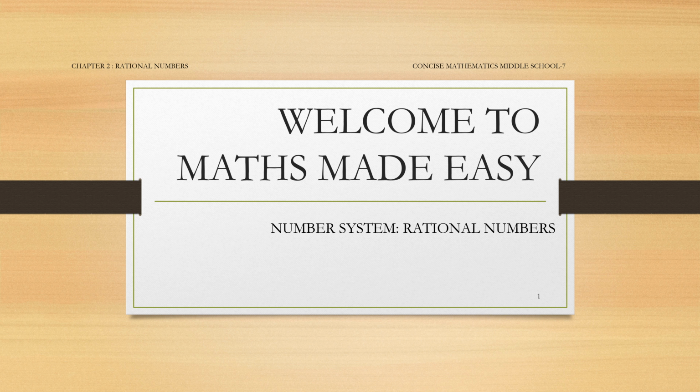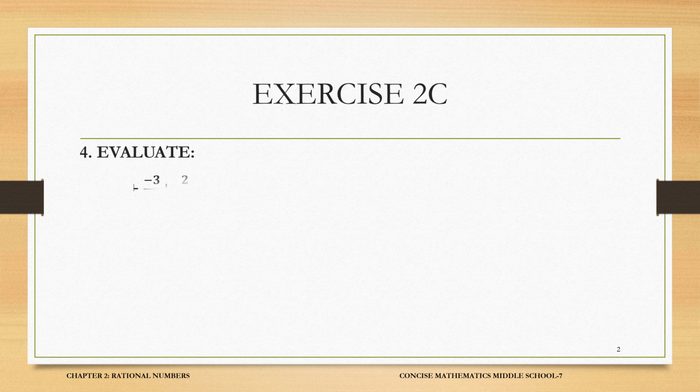Let's continue with rational numbers, exercise 2C, part 4. Evaluate, and here they have given a question. Here the first two numbers are in the rational form, but the third is not in the standard rational form because the minus is in the denominator. So just get this to the numerator, so it becomes minus 2 by 3. Now all these three are in the standard rational form, right?